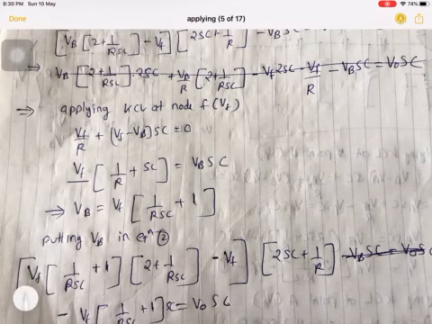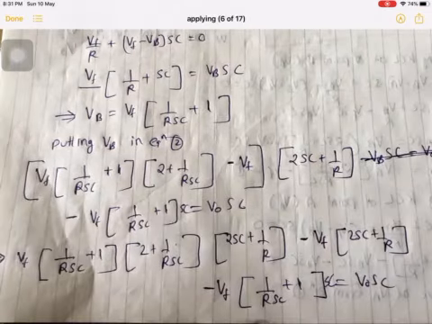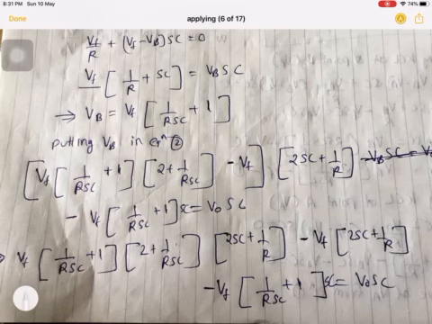So I'll put the value of VB, VF into (1 by RSC plus 1), into (2 plus 1 by RSC). Here I have put this value of VB. So VB equals VF (1 by RSC plus 1), then (2 plus 1 by RSC), minus VF (2SC plus 1 by R), then again putting the value of VB, minus VF (1 by RSC plus 1) into SC equals VOSC.